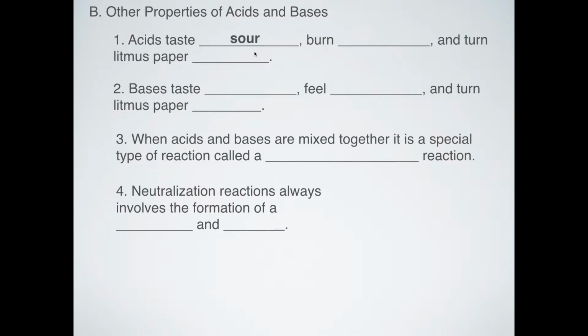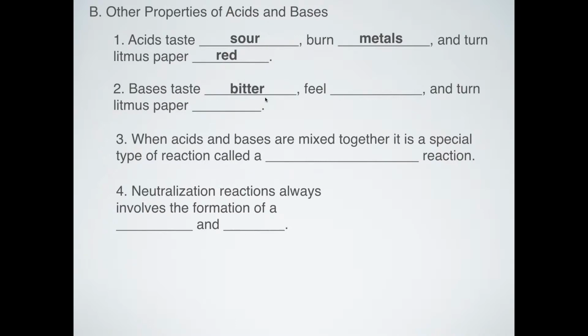Well, acids taste sour. That used to be the test that they would use, or one of the tests to figure out if something was acidic. You would take a little small dropper bottle and put a drop of it on your tongue. And if it was sour, then that meant that it was an acid. They also burn through metal, and they turn litmus paper red. So these are just some basic properties acids have.